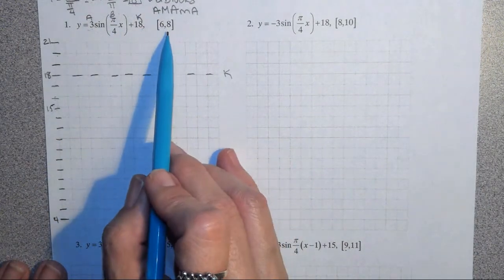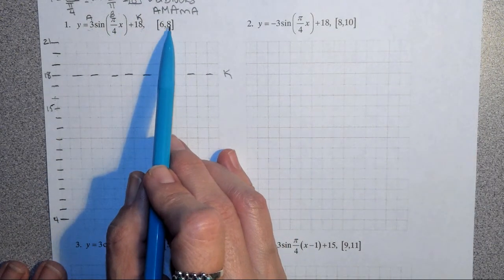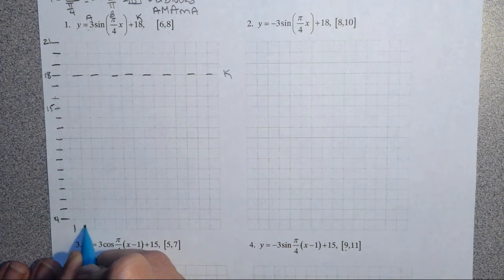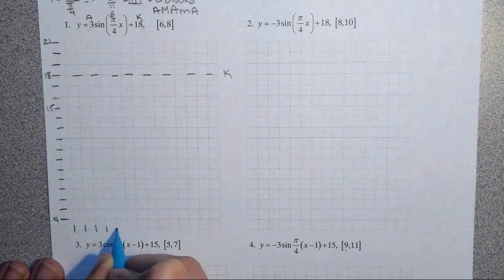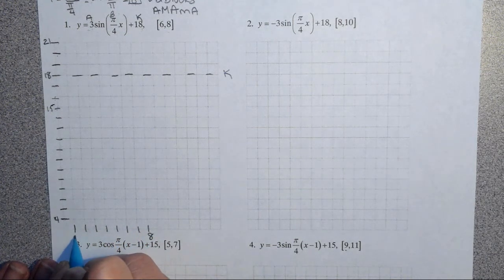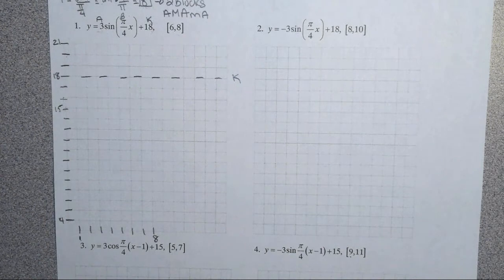I know that I have to get out to 8 because that's part of my restricted domain. And it's easy to get out to 8. So I have 1, 2, 3, 4, 5, 6, 7, 8. I'm going to label that 8, and I'm going to label this 1. So the labeling part is done.